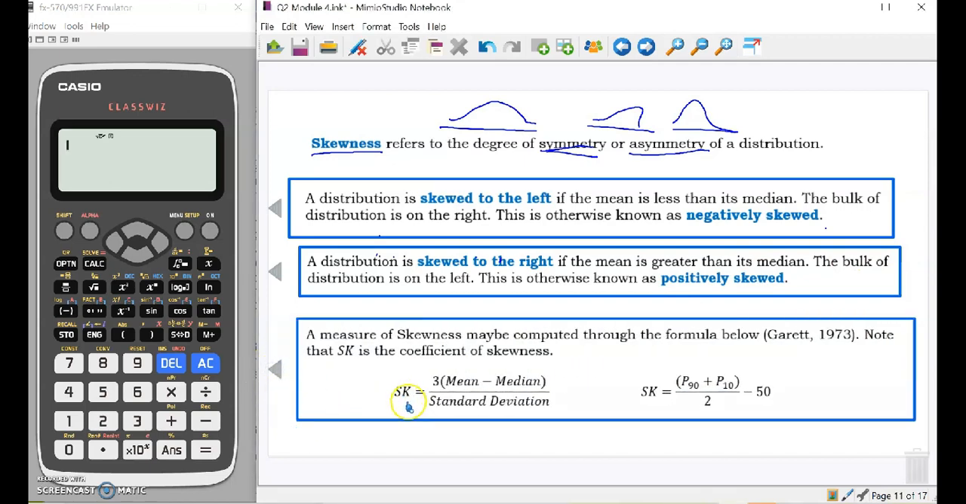Okay, we can actually find this measure of skewness by computing through the formula below, which was introduced by Garrett in 1973. Sk is the coefficient of skewness, which we will be able to relate later to the values that we have here. How do we look for that? It's 3 times the mean minus the median divided by the standard deviation.